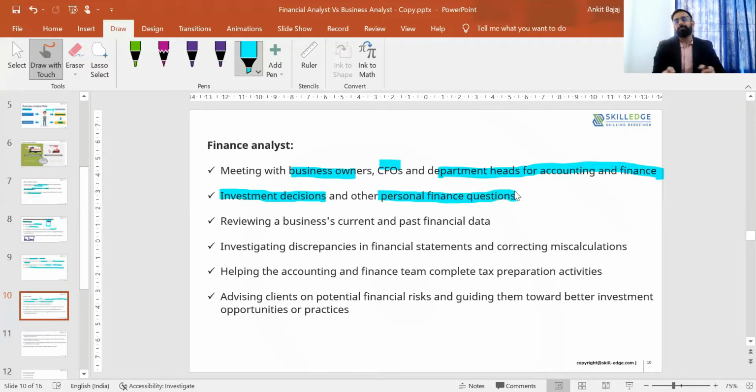So let's suppose I take the example of Reliance. Reliance has appointed some finance analysts for their businesses, right? Now the finance analysts will be providing services to Reliance. Mukesh Ambani can also take services for his personal investment, right? Reviewing a business's current and past financial data.